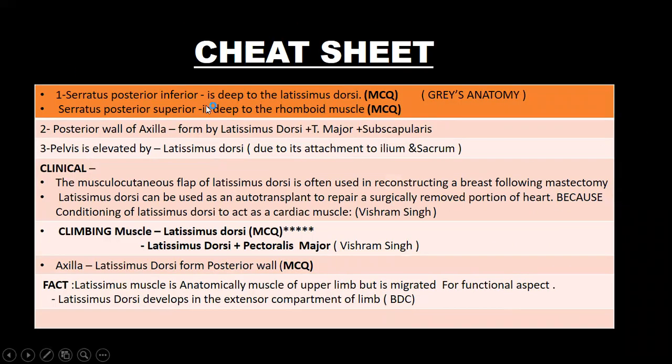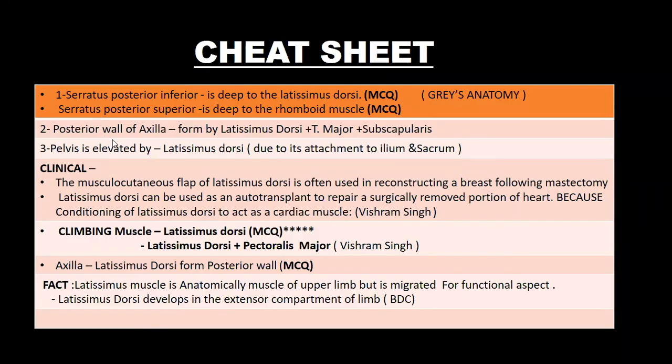Coming to its cheat sheet, according to Gray's Anatomy, the serratus posterior inferior is deep to the latissimus dorsi, and the serratus posterior superior is deep to the rhomboid muscle. So just see the difference of inferior and superior, as the examiner usually makes us confused between these. For inferior, we have latissimus dorsi, and for superior, we have the rhomboid muscles.